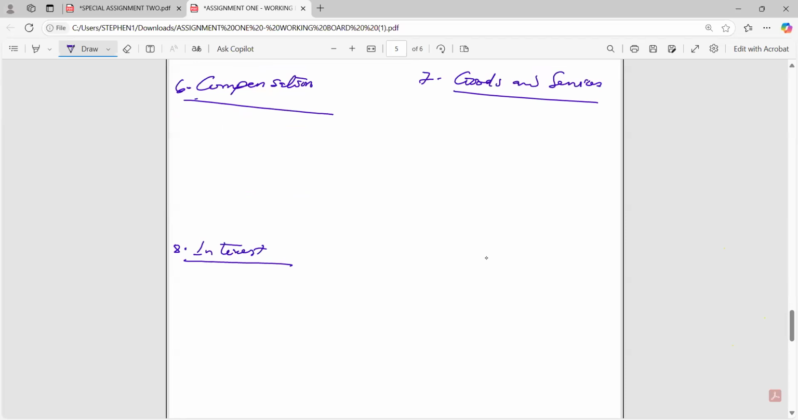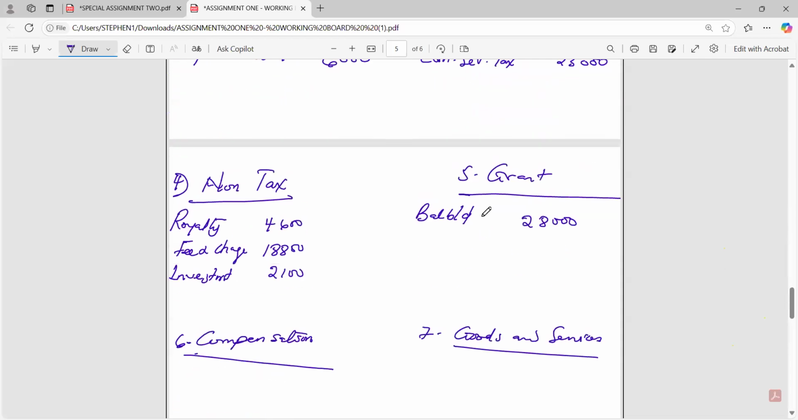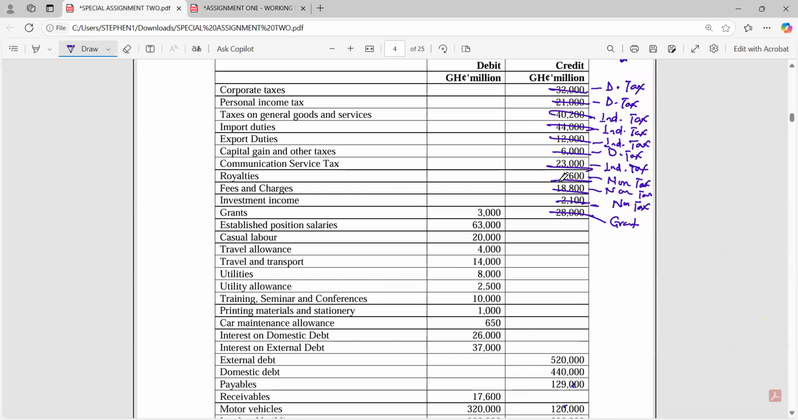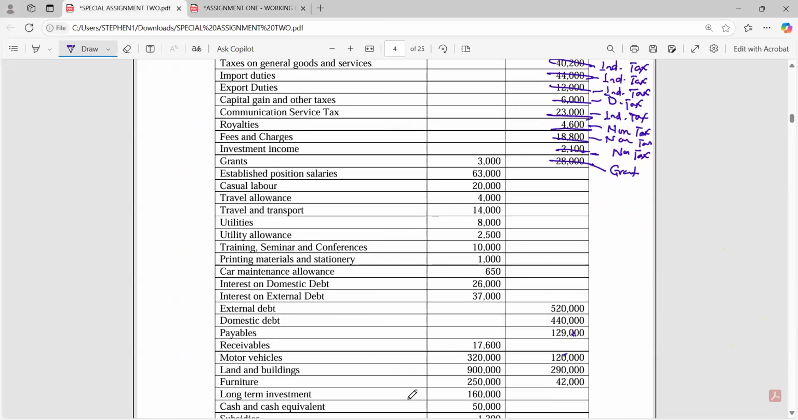Are you okay? It's not always the case that you have all transactions on the trial balance. So let's go straight to the trial balance. So I have my trial balance here. Good. So the trial balance, look at this. You have grant, 3,000. Can you see that?